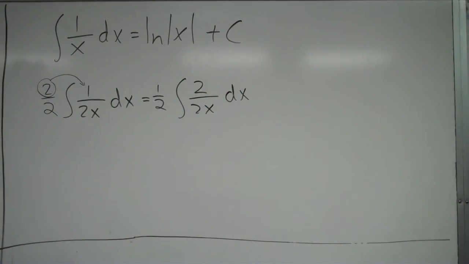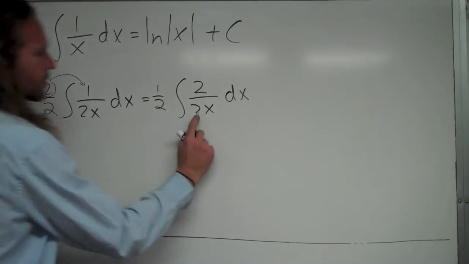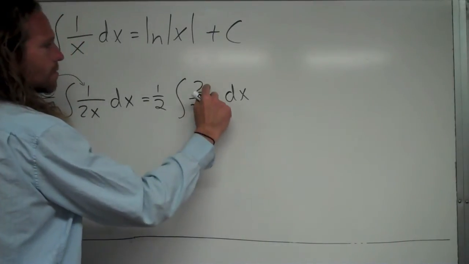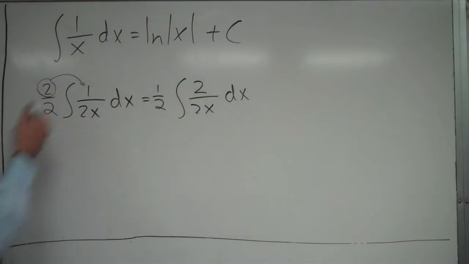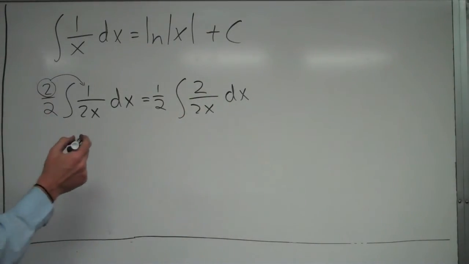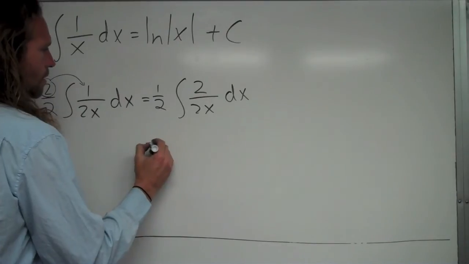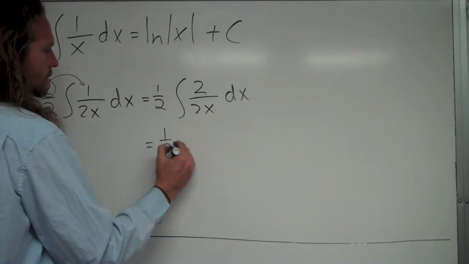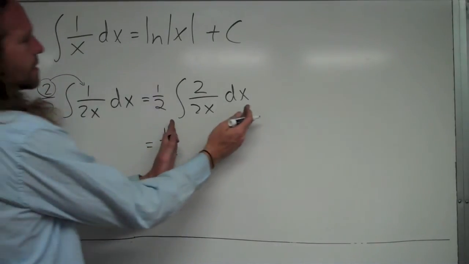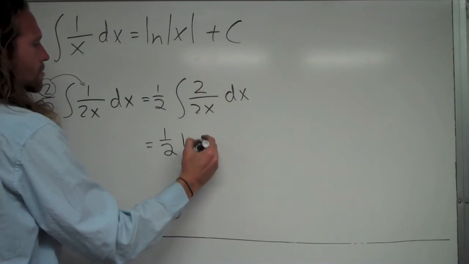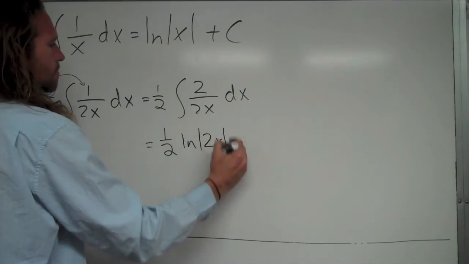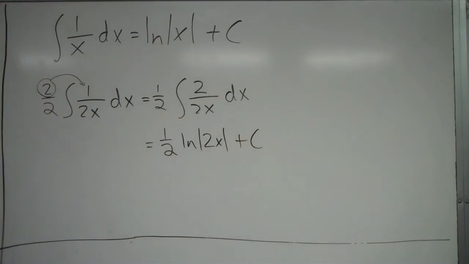Okay? And now I have it set up perfectly such that the derivative of the bottom is equal to the top. The derivative of 2x is 2. So now I can apply this natural log rule for antiderivatives. What have we got going? The 1/2 is a constant. It's going to go along for the ride. But since this is set up perfectly to use this form, the rule says it just becomes natural log absolute value of the bottom plus c. So that's the antiderivative of 1 over 2x, okay?